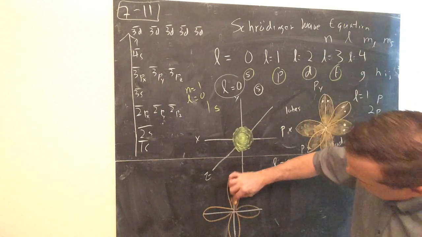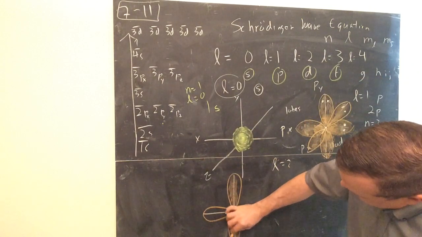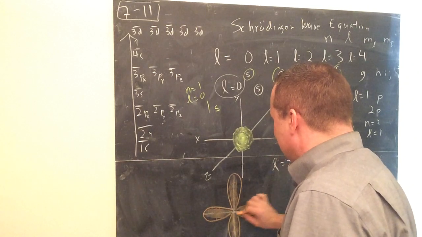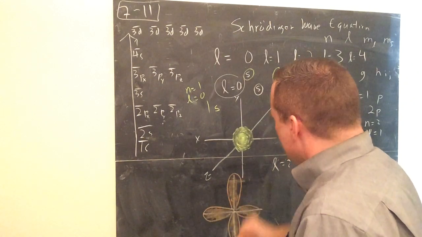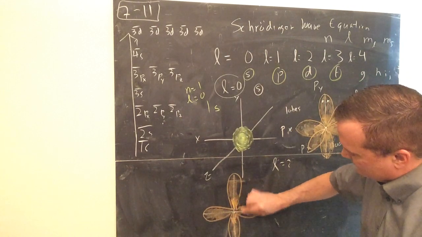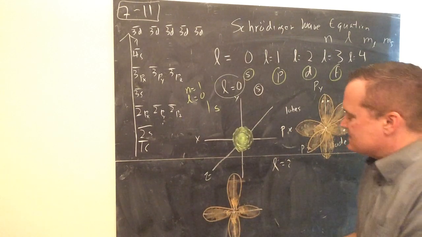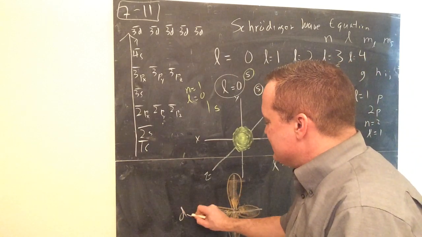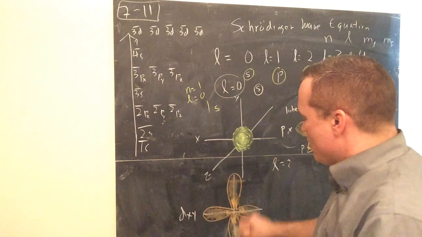But that would be a d orbital. I didn't do a good job. It should be symmetrical, a perfect plus kind of sign. And I did the same color. Whatever, I should have done a different color, but darker in the middle. Since I use the X and the Y axis, that's called the dxy orbital.